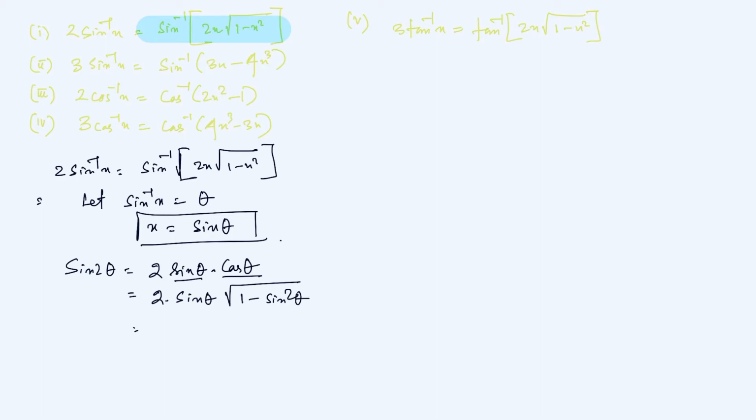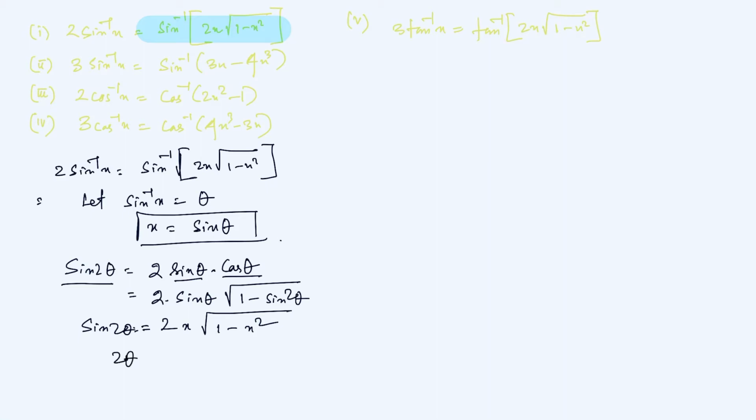But what is sine theta exactly? You can see here sine theta means this x. So instead of sine theta, we replace x. Again here we replace x. So the formula is going to be 2 into x under square root 1 minus x square. We know that sine 2 theta is equal to 2x under square root 1 minus x square.